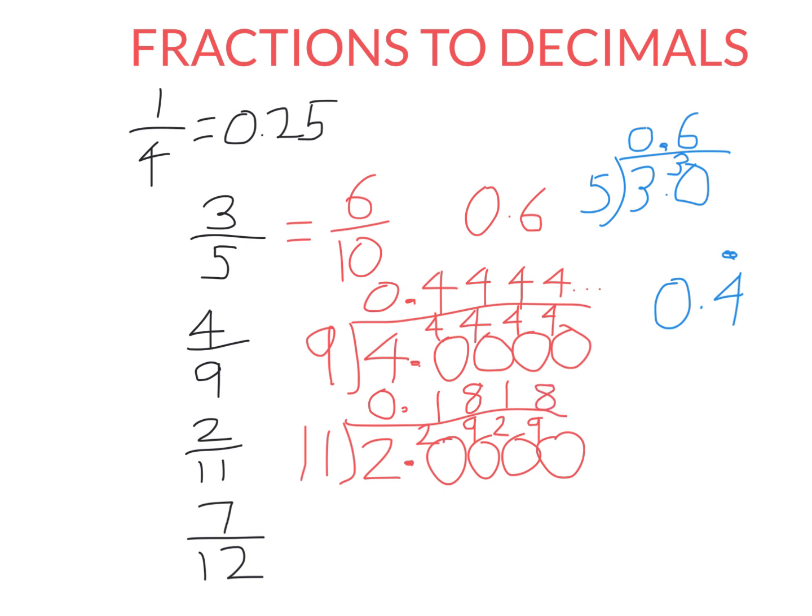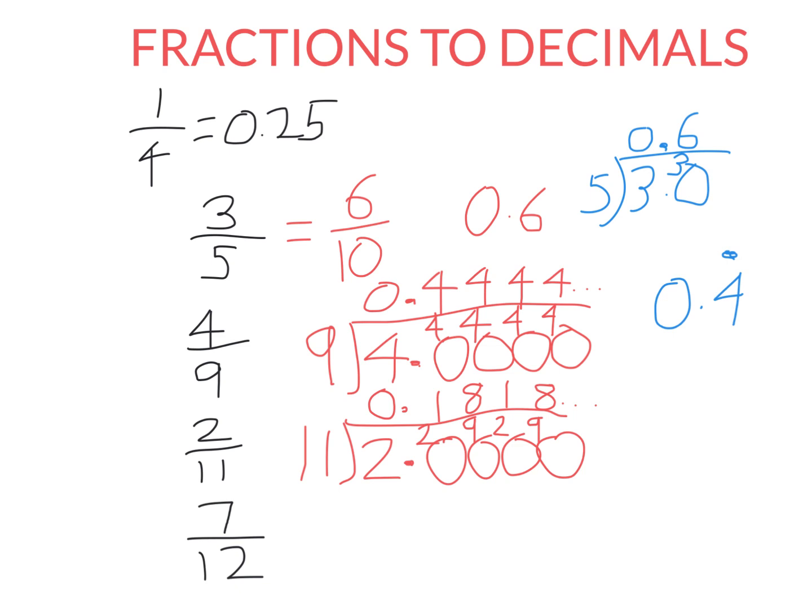When you're converting to recurring decimals, just stop when you see the pattern. You can see clearly here, every second digit is going to be an 8, and every first digit is going to be a 1. It's just going to keep going like this forever and ever. It's going to be 0.18181818. It will go forever.